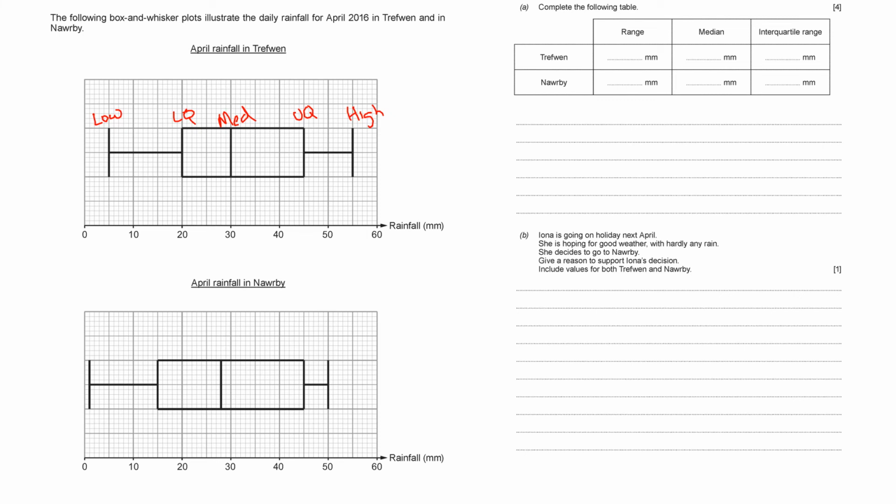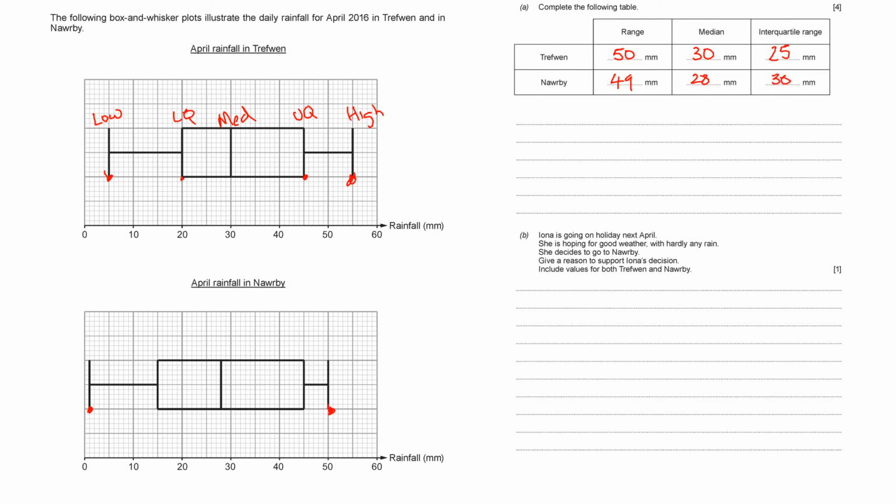Well, the median's easy. For the first one, it's here, which is 30. And for Norby, it's 28. The range is the high, take away the low. So for this one, 55 take away 5, which is 50. And for this one, 50 take away 1, which is 49. And the interquartile range, just like it was with cumulative frequency, is the upper quartile take away the lower quartile: 25 for this one. And here, 45 take away 15, 30 for that one.